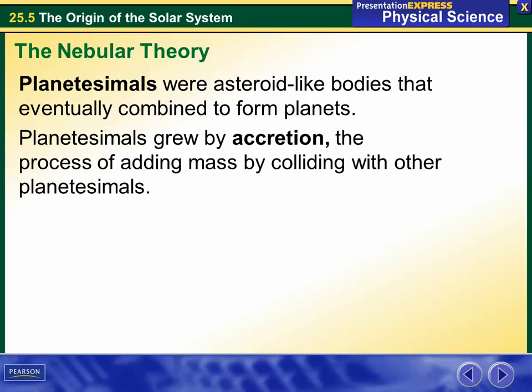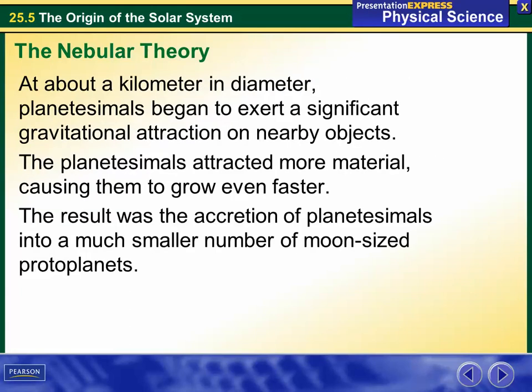Again, we'll talk about this more as we get going in class, but this just gives you a little bit of introduction. At about 1 kilometer in diameter, planetesimals began to exert a significant gravitational attraction on nearby objects. They attracted more material, causing them to grow even faster. So again, the bigger you are, the more gravitational pull you have. So once you add one thing, then you become bigger, your gravitational pull gets bigger, and it just kind of keeps compounding.